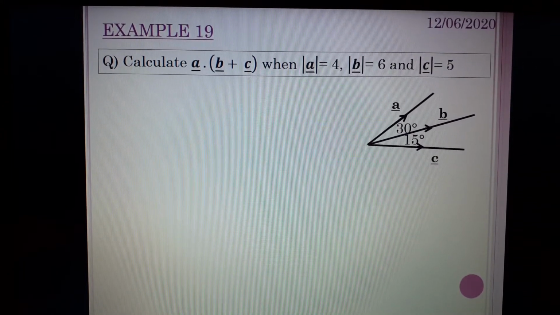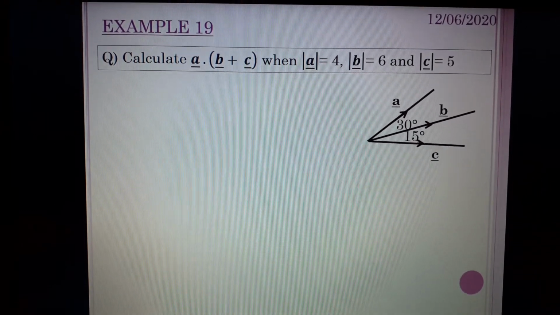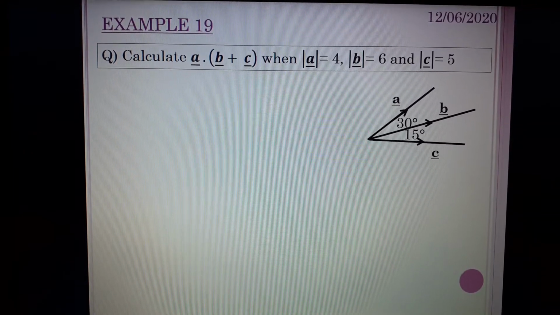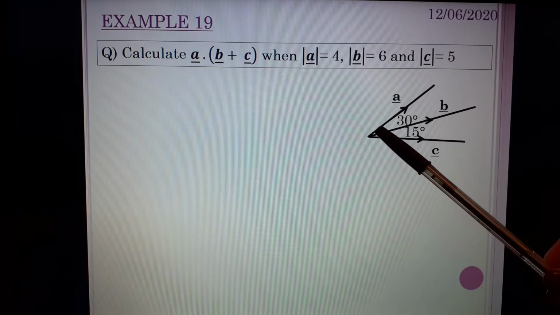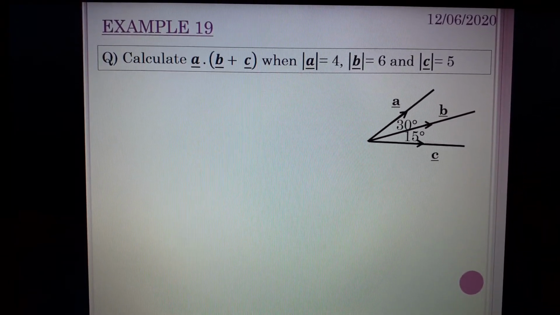Here we have a question. Calculate A dot B plus C when the magnitude of A is 4, the magnitude of B is 6, and the magnitude of C is 5. We can see in the diagram what the angles between the vector A and B and the vector B and C are, and we can see as well that the vectors are all pointing away, so they're all set up. We can use these angles as they are.